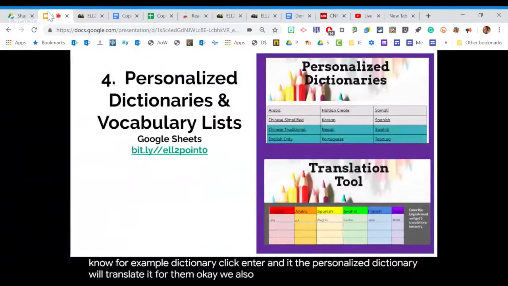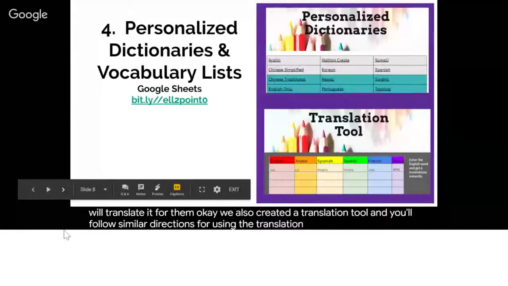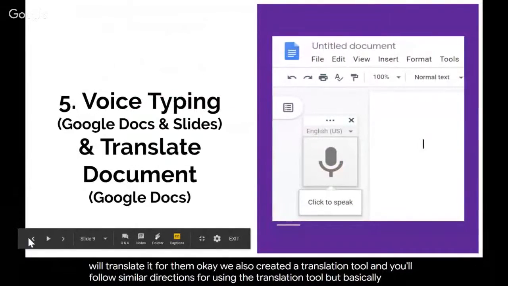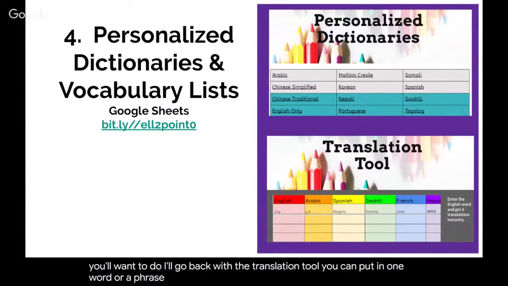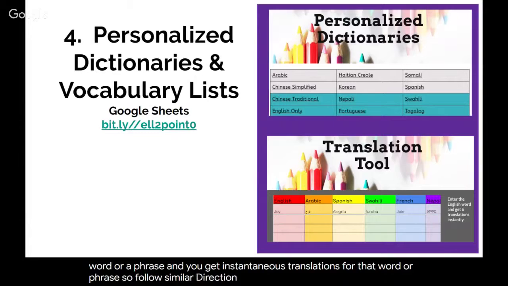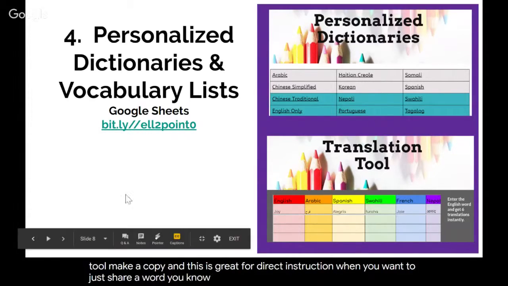We also created a translation tool, and you'll follow similar directions for using the translation tool. But basically, what you'll want to do, I'll go back. With the translation tool, you can put in one word or a phrase, and you get instantaneous translations for that word or phrase. So follow similar directions, click on our website, go to translation tool, make a copy. And this is great for direct instruction when you want to just share a word with all of your students at the same time.